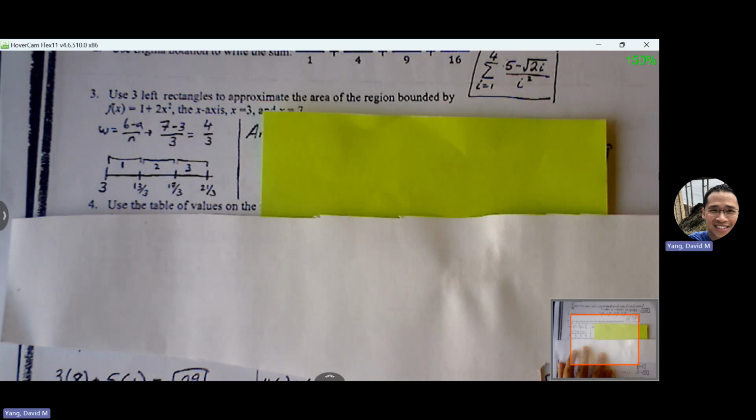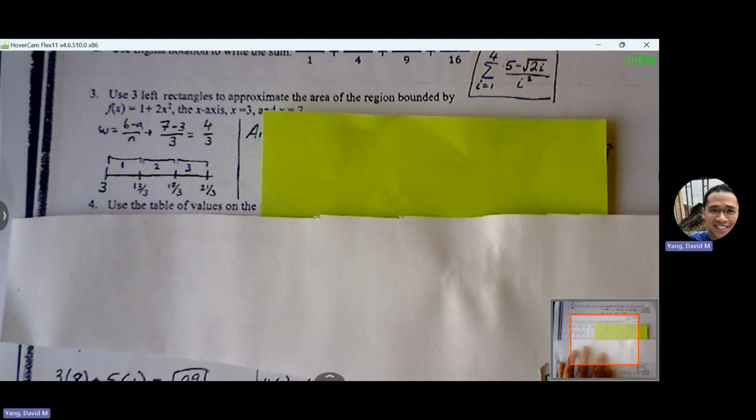Width ends up being 7 minus 3 over 3, which is 4/3. So starting with the left endpoint, keep adding 4/3 until you get to your final endpoint, which is 21 over 3, which is the same thing as 7. It's asking for 3 left-handed rectangles, so there's no need to find midpoint. We just rely on these original interval values that we found.